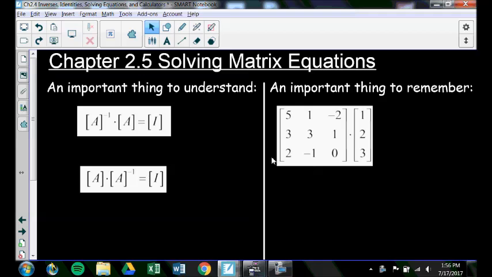Okay, chapter 2.5 is solving matrix equations. This will be our last video of the chapter. I might have said that last video, but I decided to make that video shorter, so you're welcome. Stop complaining. A couple things to understand, and we talked about this in the last video.